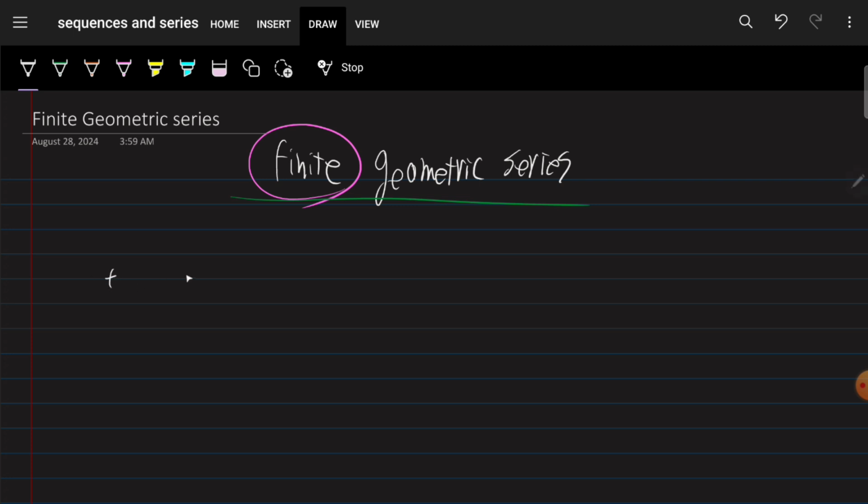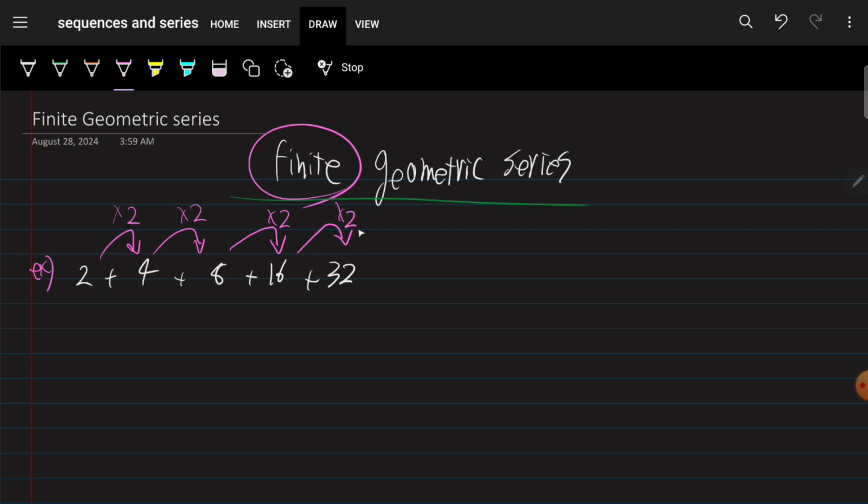Series means we are summing up the terms in a specific type of list. And if a list or a series is geometric, that means the terms go up by a common multiple. So this is an example of a geometric series I've written out. The terms are going up by multiples of 2, or by a common ratio of 2. Every time, to get to the next term, we multiply by 2. So that's a geometric series.